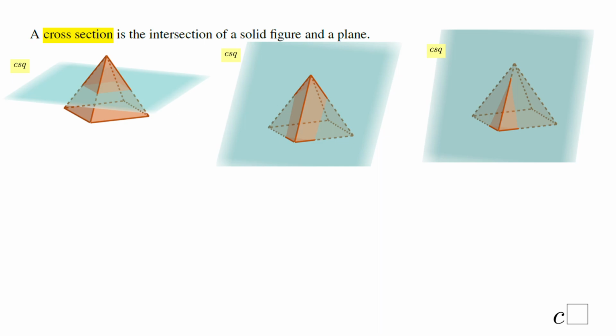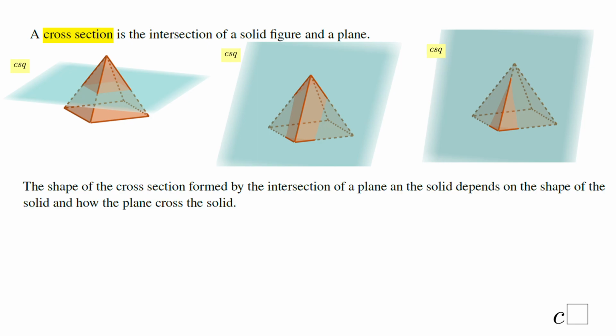Welcome back to Math Square. In this lesson we will talk about what is called a cross-section, and you have here three examples of cross-sections. A cross-section is the intersection of a solid with a plane. So this blue plane, I'll call it like that, crosses this solid, which is a rectangular pyramid, and you see several types of cross-section, and we're going to see some examples in this lesson.